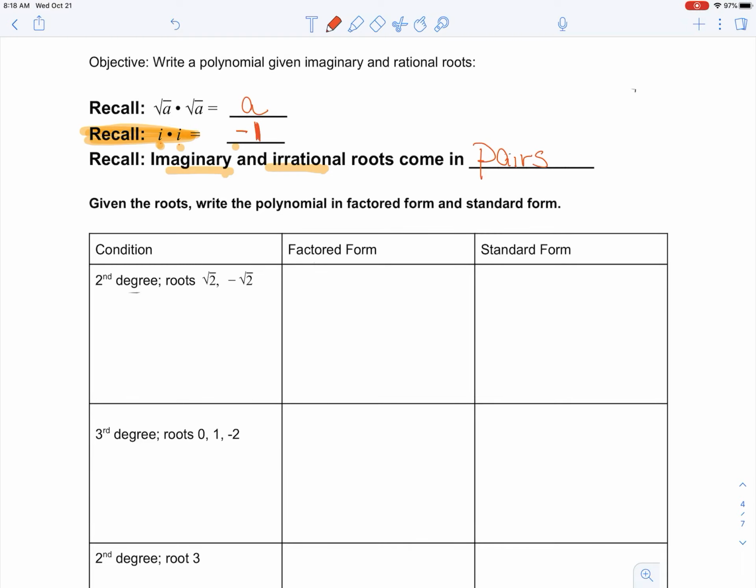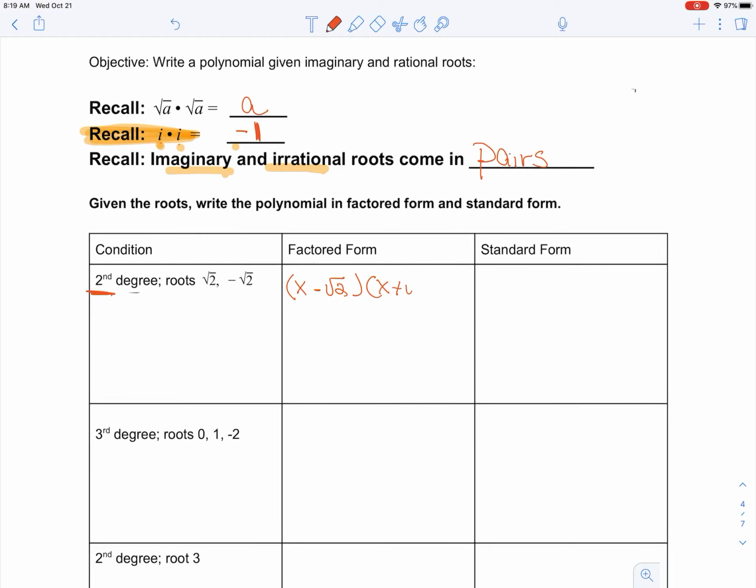Alrighty, so we're going to be given the roots. We're going to write the polynomial in factored form and standard form. Okay? So this is a second degree polynomial, and it has roots at radical 2 and negative radical 2. So writing this in factored form is not too bad.